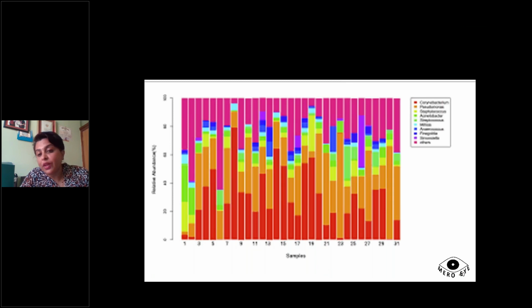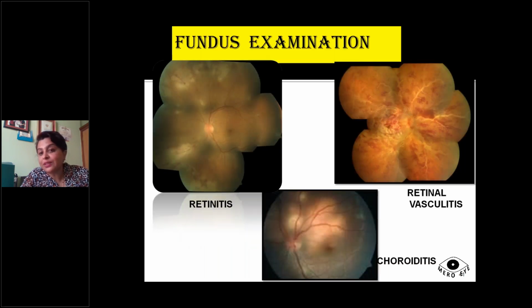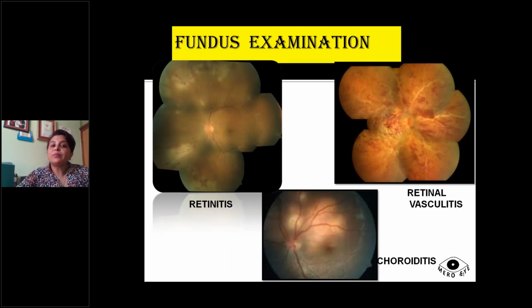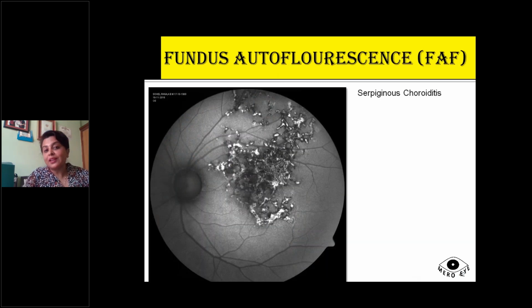And this is one picture of the 16S microbiome analysis of the conjunctival surface, where all the organisms that are present in that conjunctiva can be identified. Now moving back towards the fundus, it will take many hours if we go individually about the retinal disease that causes retinitis, or the disease of the retinal vessels causing retinal vasculitis, or the disease of the choroid leading to choroiditis. Let us brief upon it.